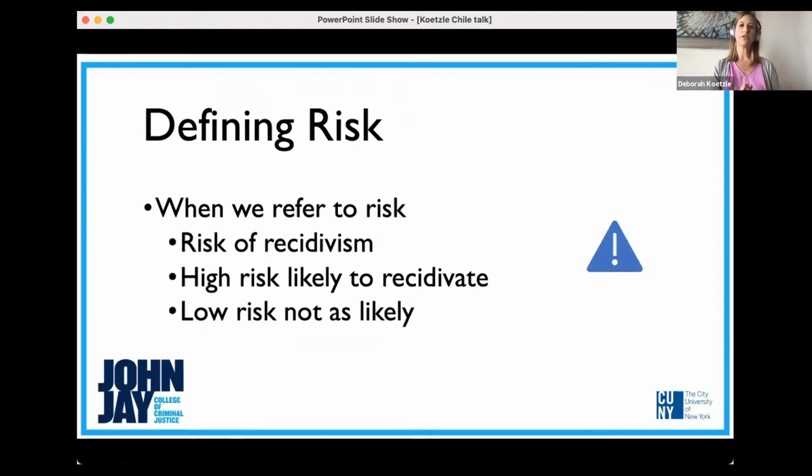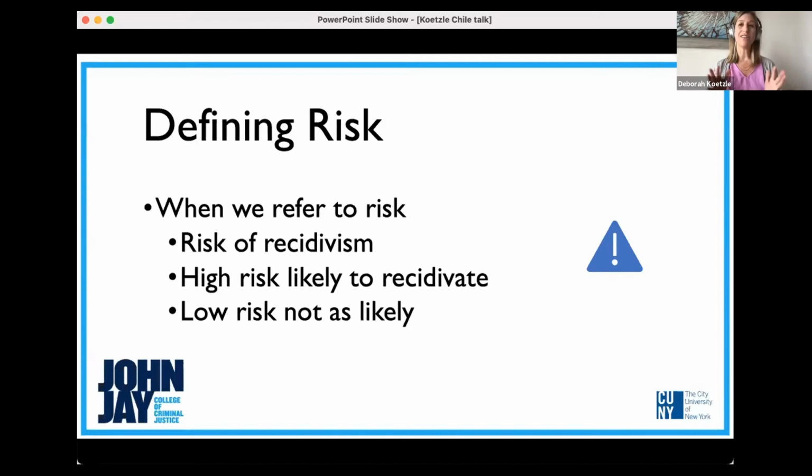First, I want to make sure that we're all on the same page when I'm using the term risk, because we can think about risk in a lot of different ways. In this way, we're talking specifically about the risk of recidivism, so the likelihood of getting into trouble again. Someone who is higher risk has a higher probability of recidivating or reoffending, whereas someone who is lower risk has a lower probability.